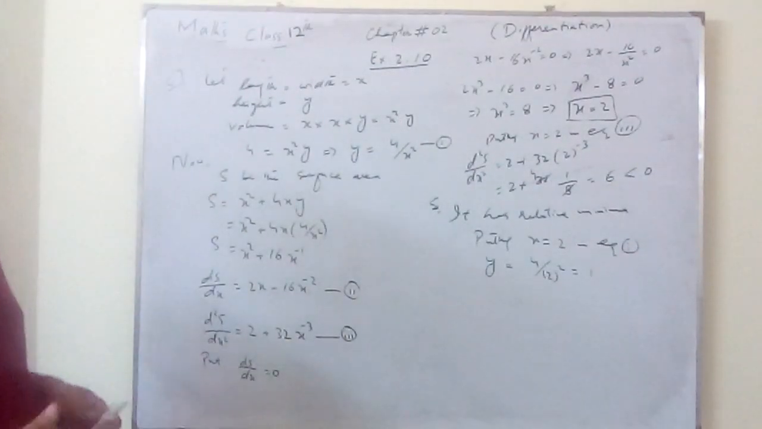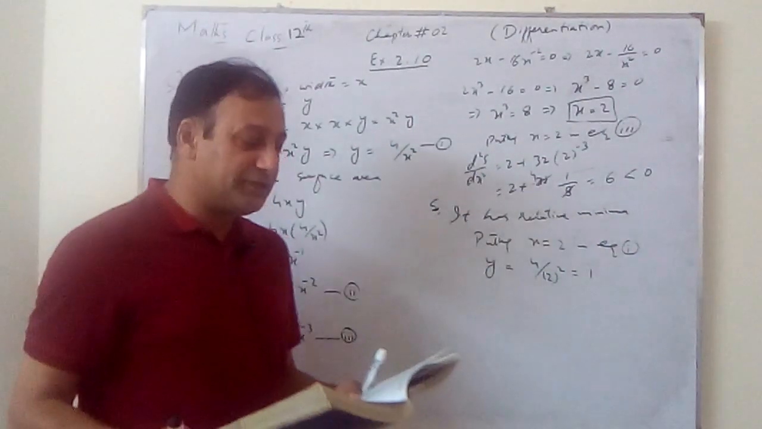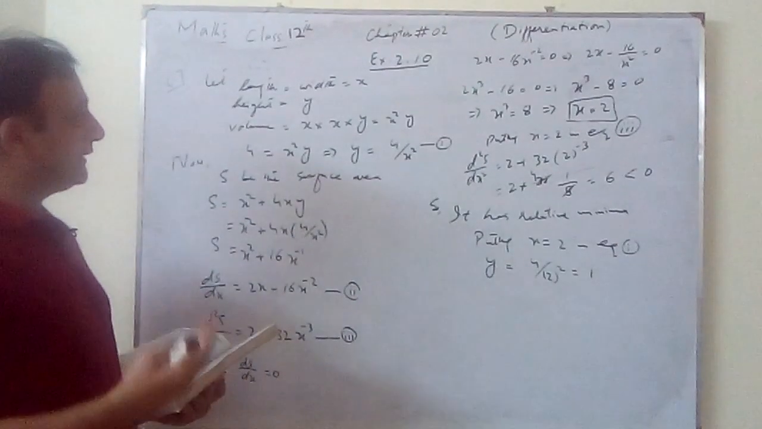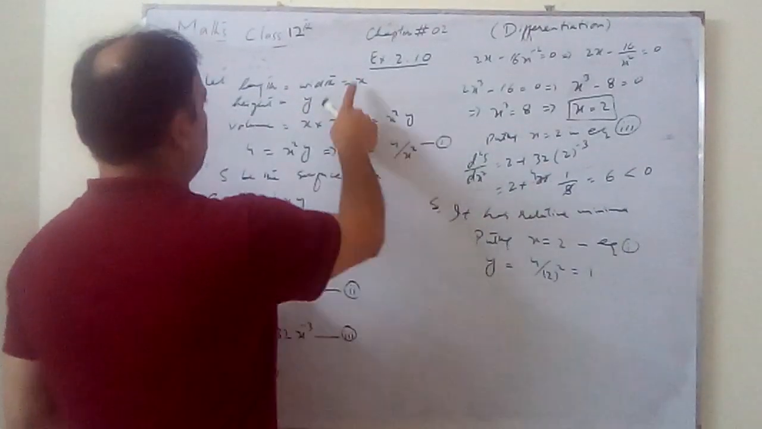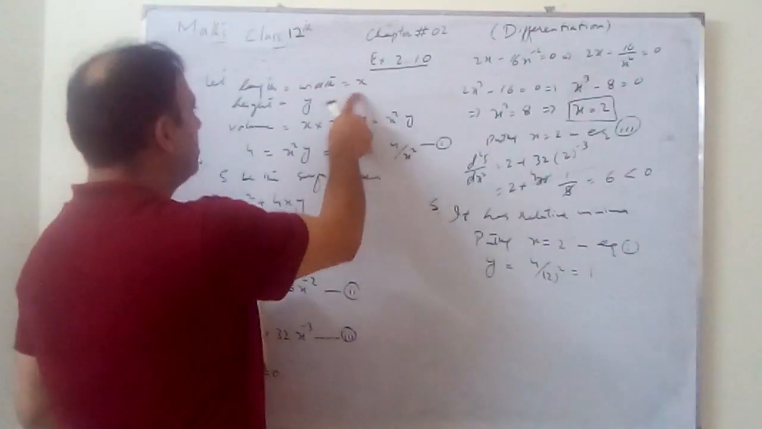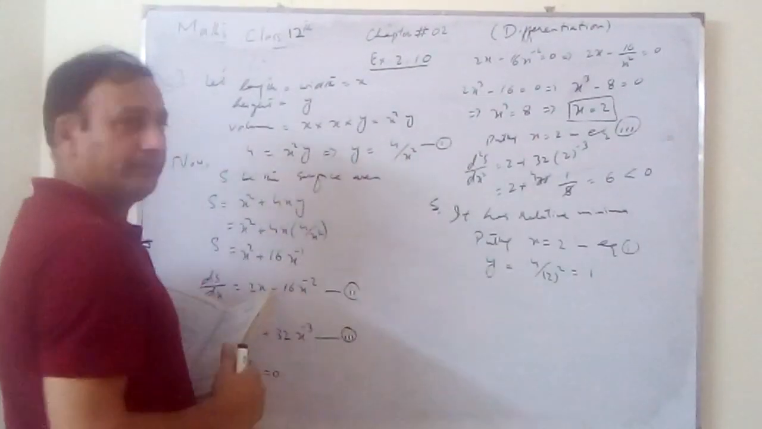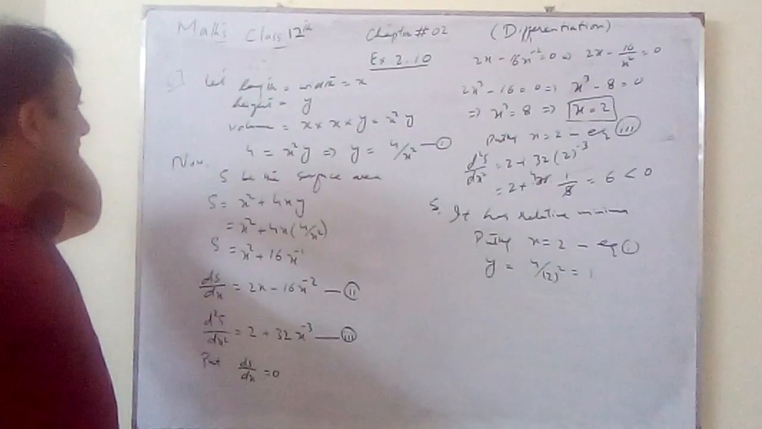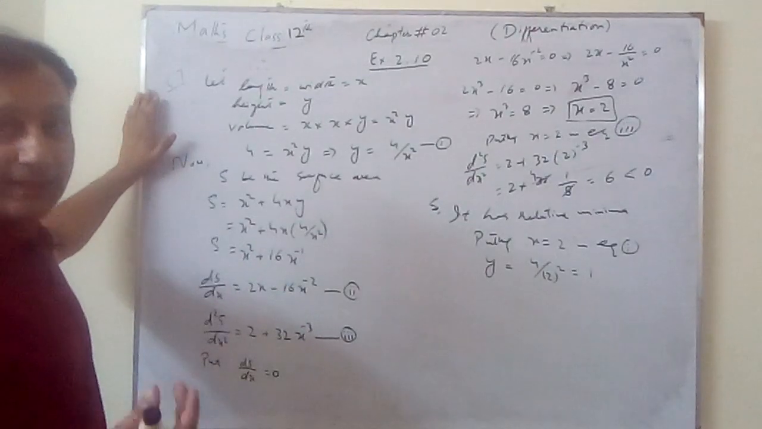So he is asking about the dimensions. So these dimensions we have: one is 2, the other is also 2. Length and width both are 2, and height, that is y, is equal to 1. Height we are getting from 4 over x square. So this is the way to find the dimensions of a box when we need the least material.